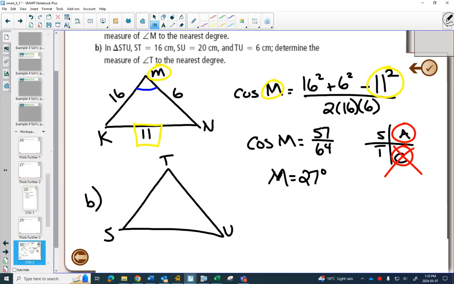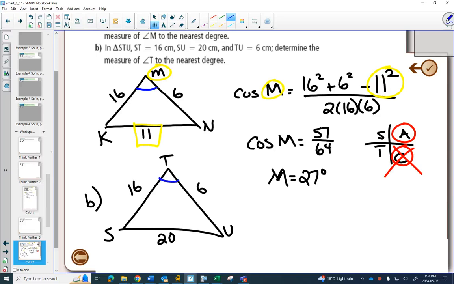Triangle STU, again, not drawn to scale. We are told that ST is 16, SU is 20, and TU is 6. And we want to find angle T.